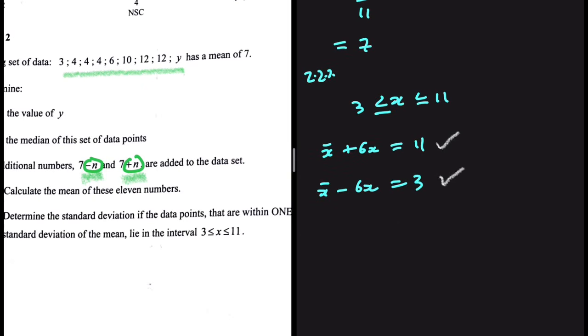So we can use either equation. We're going to get to the same answer. Let's use the second one. So x bar, we know that it is 7. So we have 7 minus the standard deviation being equal to 3. It should be easy to see that the standard deviation is equal to 4.